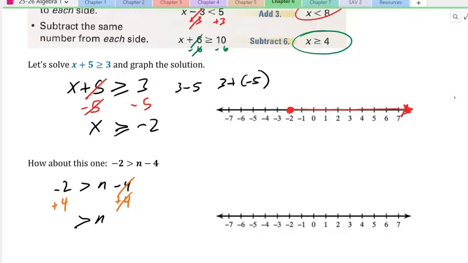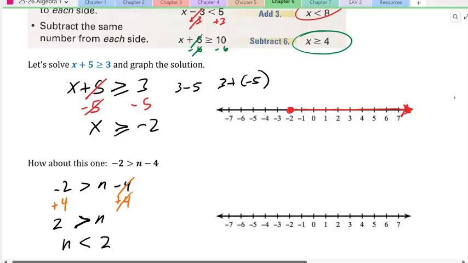Negative 2 plus 4 is positive 2. So positive 2 is greater than n. I don't like the way that one's written, so I'm going to turn it around: n is less than 2. Notice, when I turn these things around, I have to change the direction of the inequality symbol, because if it opens to the 2 when it's like this, it has to open to the 2 when I turn it around.